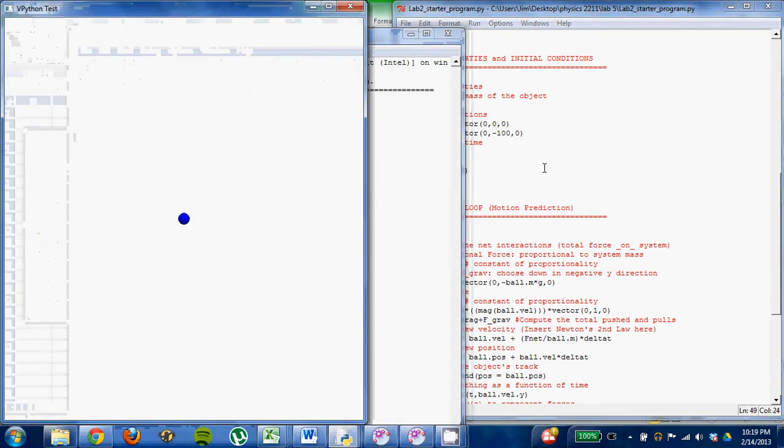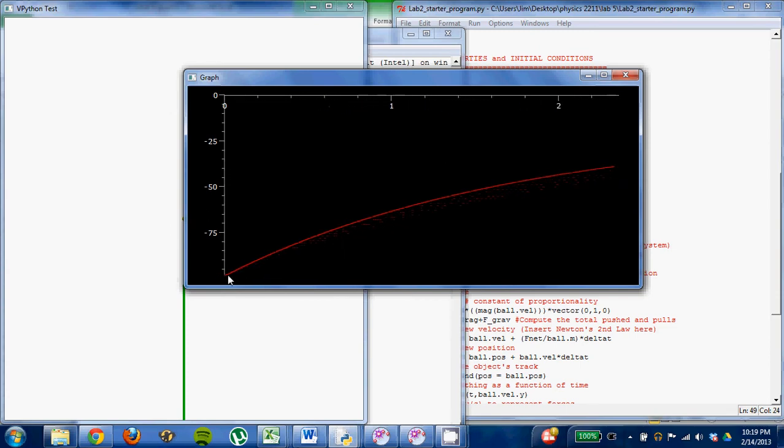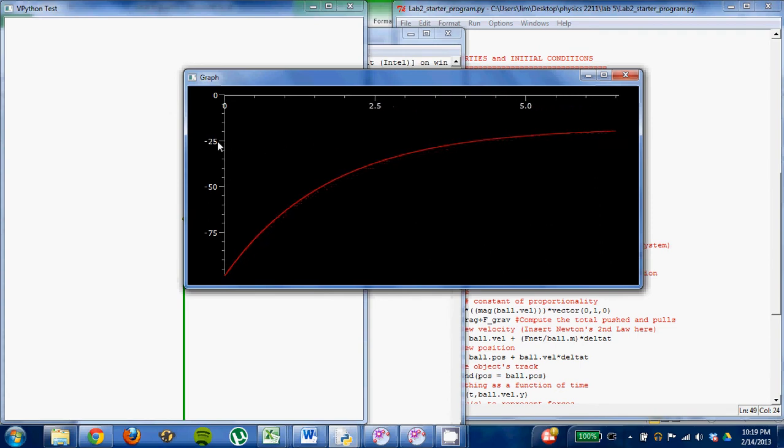And what you see when you run the program, it's got a graph here of velocity versus time. The velocity is slowing down and it's starting to curve and it's leveling off here around, I don't know, probably about negative 20, negative 15 or so. And this is where it's reaching the terminal velocity.